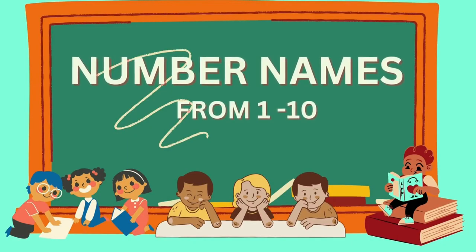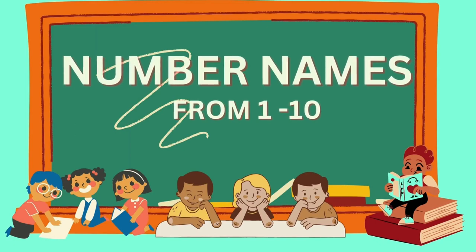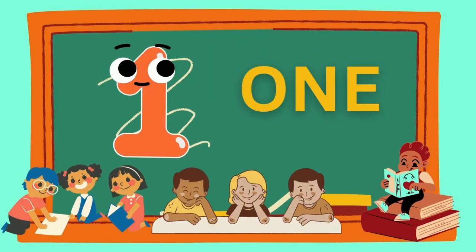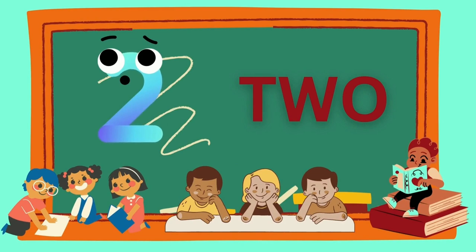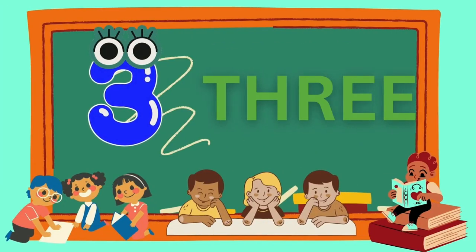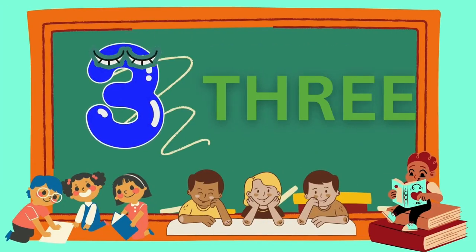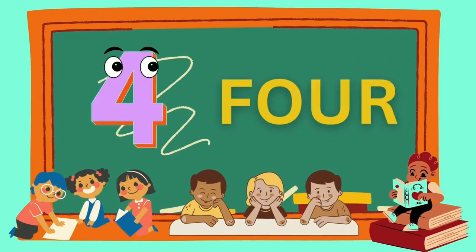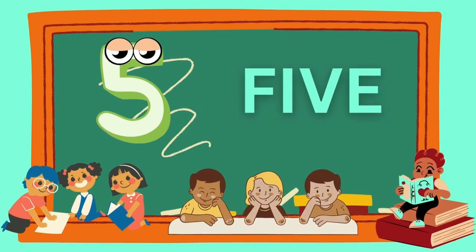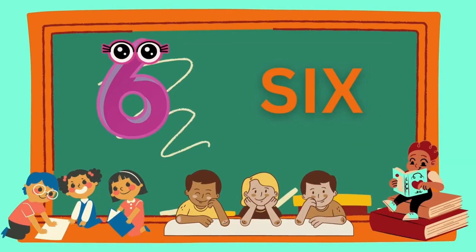Number names from 1 to 10. Kids, let's learn. 1. O-N-E. 1. 2. T-W-O. 2. 3. T-H-R-E-E. 3. 4. F-O-U-R. 4. 5. F-I-V-E. 5.